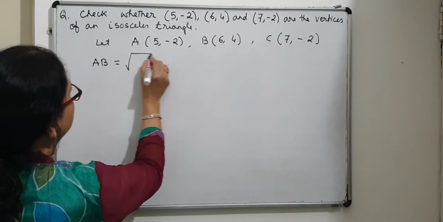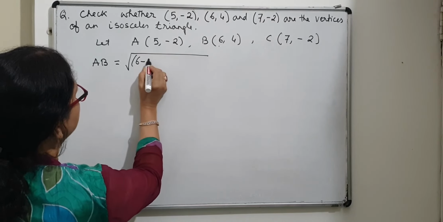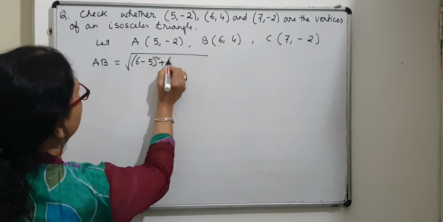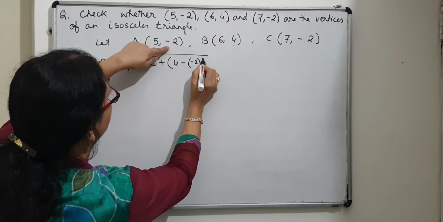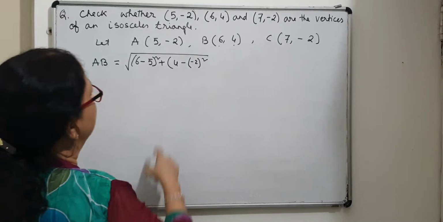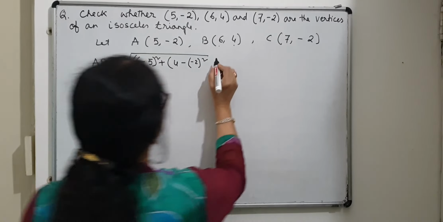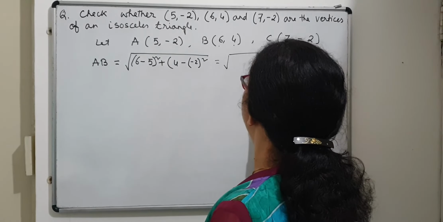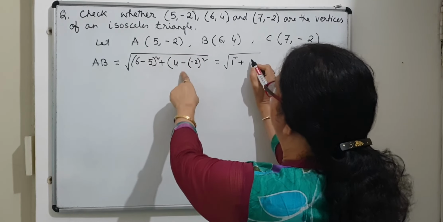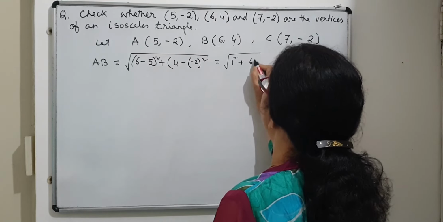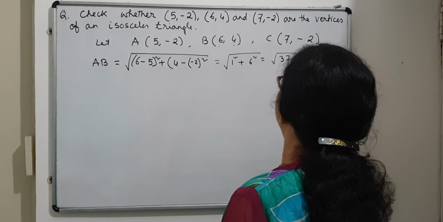So it will be under root, as you know, x2 which is 6 minus x1 which is 5 whole square plus y2 which is 4 minus y1 which is minus 2 whole square. So this is the formula, x2 minus x1 whole square plus y2 minus y1 whole square. So this will be under root 1 square plus, 4 plus 2 is 6, 6 square. So it is under root 36 plus 1, root 37 unit.